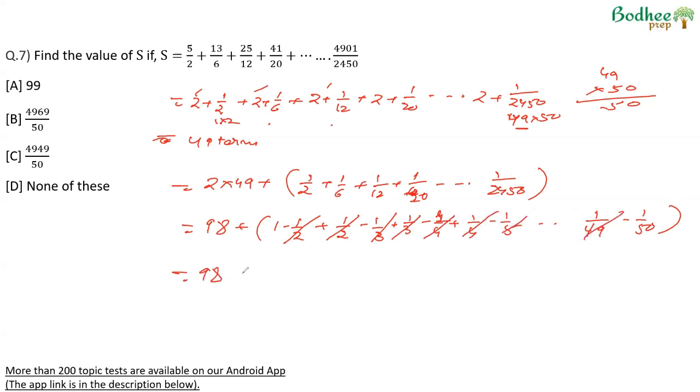This is 98 plus 1 minus 1 by 50. So this will be 98 into 50, which is 4900. 4900 plus 50 minus 1 upon 50, which will be 4949 upon 50. Option C becomes the answer.